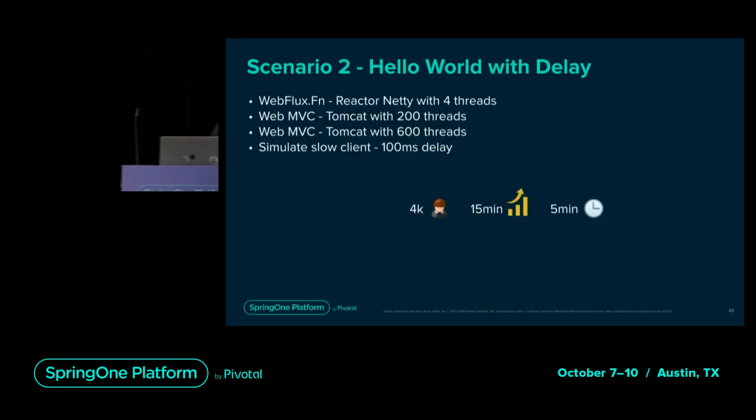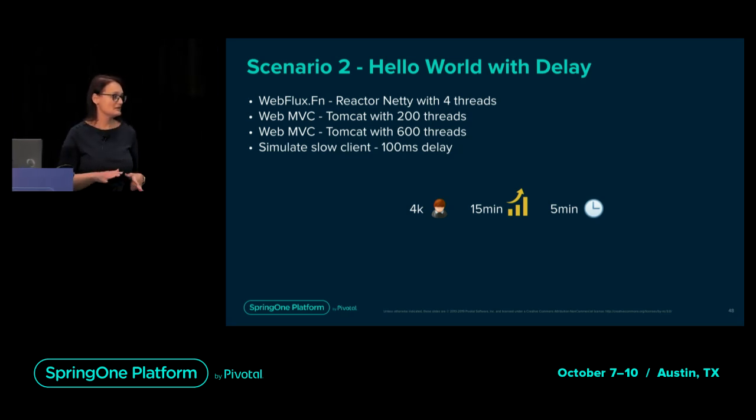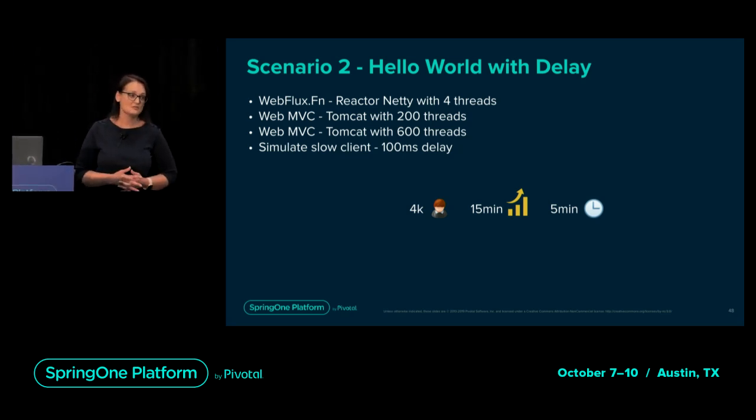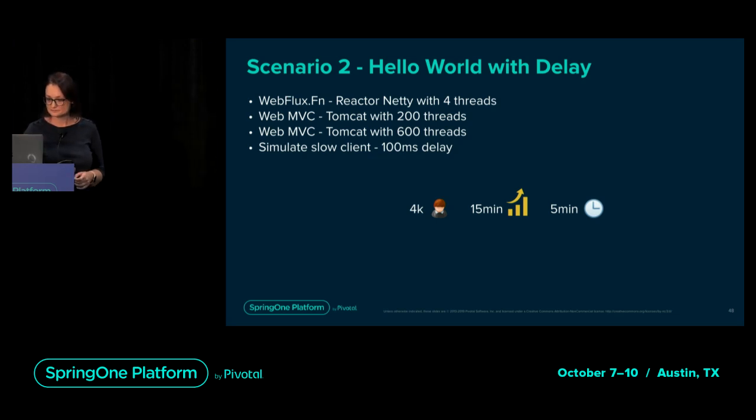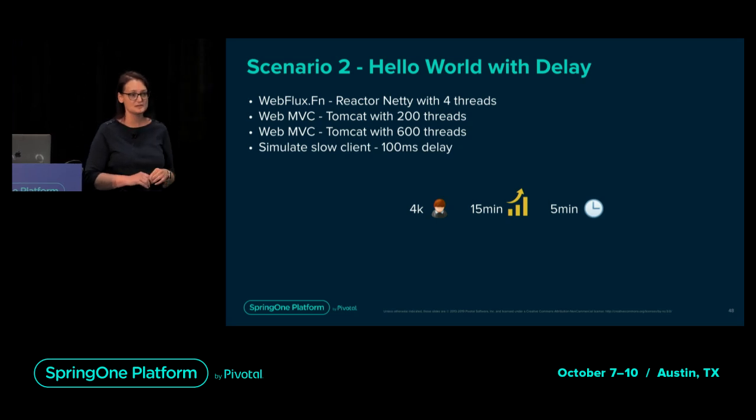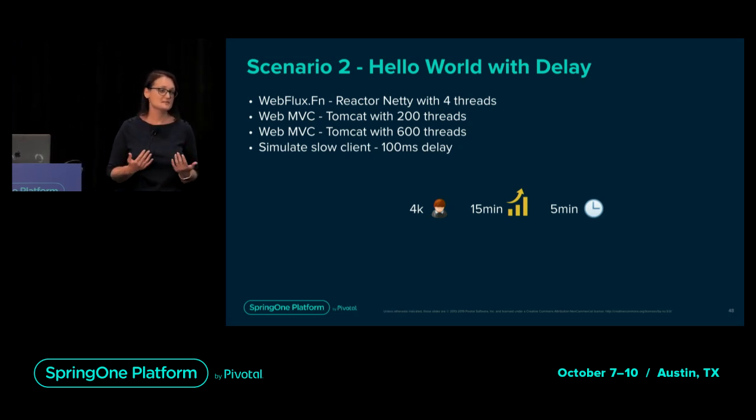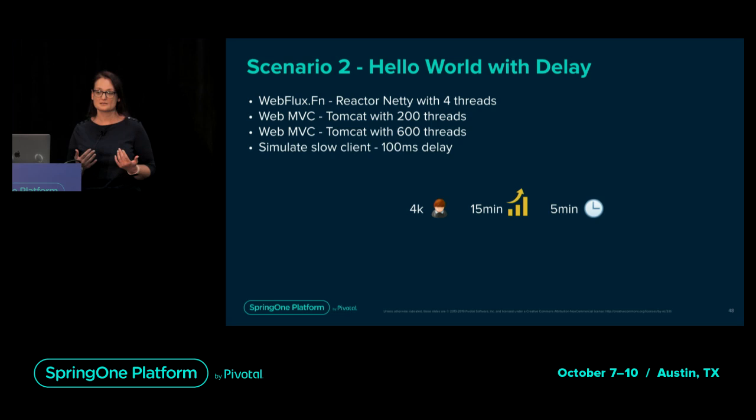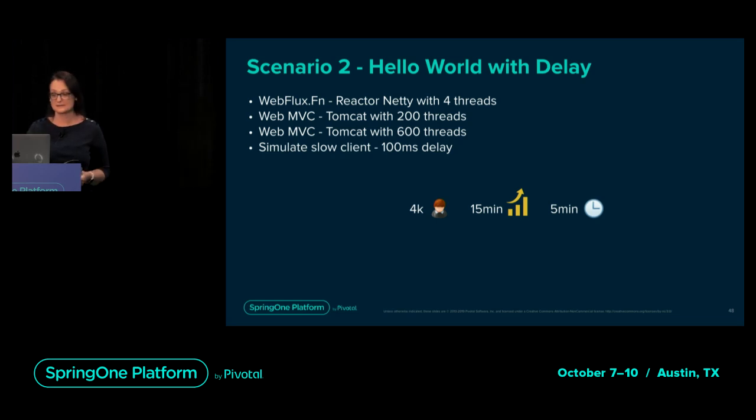Okay, now in the second scenario, we want to simulate somehow a slow client. So we'll put a delay on our response on the server in order to see how our application will behave. And also, I have one additional scenario here where I increase the threads in the server's thread pool in order to see whether with more threads I will have better or worse results.